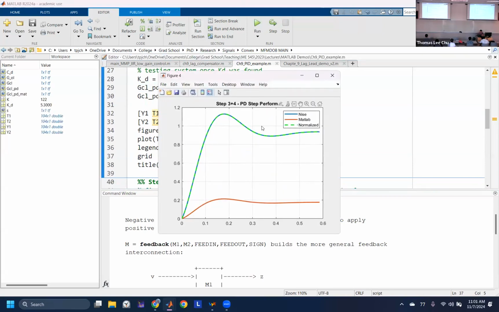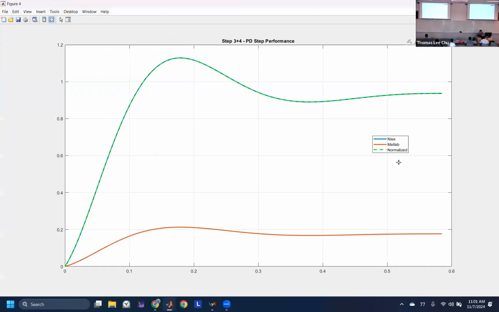new compensated system, and now we can see that we're aiming for a peak time of 0.2, which is roughly where we're at. We now have a peak time of 0.18. So that's roughly a 2/3 reduction. Now, what I did here is that the orange line is the original response, but I just normalized it. That way, if we do an apples to apples comparison, it would look more alike. This is just the PD step performance.